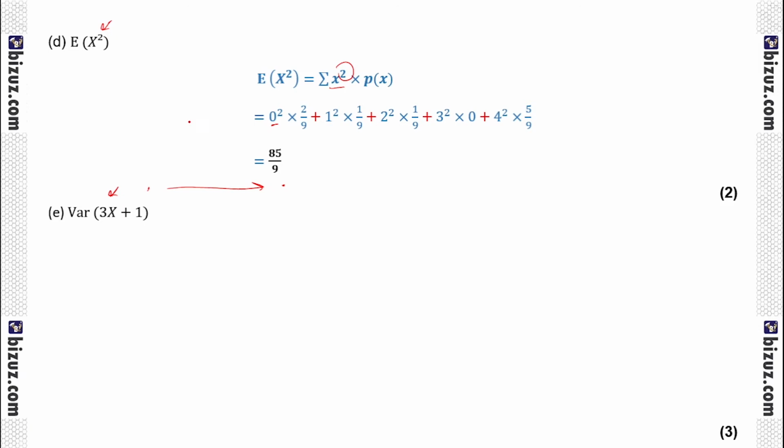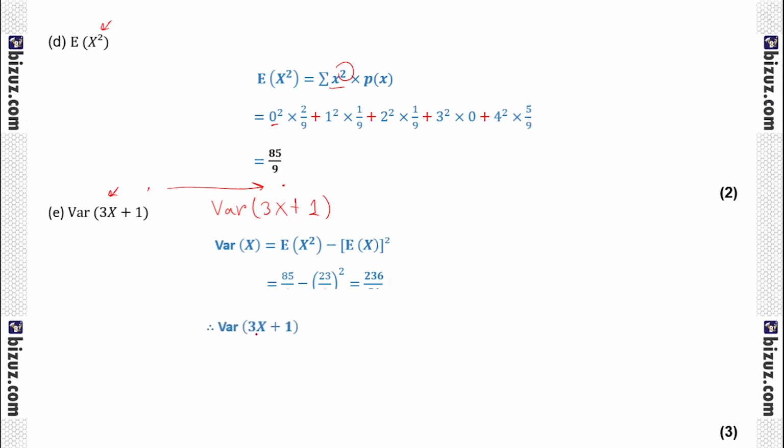We have the expected value of x squared, and we have the expected value of x. Using those, we can find the variance of x. You just plug in the values, and it's going to be 236 by 81. Anyways, what should we do? We have the variance of x, but we need the variance of 3x plus 1, not x. When you have the variance of a variable, the variance of a linear expression of that variable is very easy to find. We actually have a formula for the variance of any linear expression of that variable.